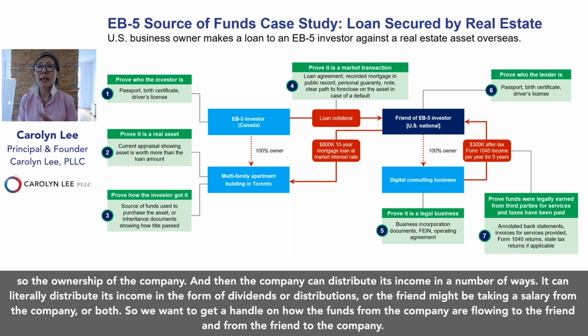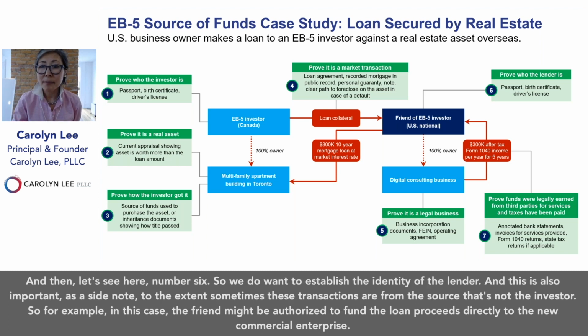And then the company can distribute its income in a number of ways. It can literally distribute its income in the form of dividends or distributions, or the friend might be taking a salary from the company, or both. So we want to get a handle on how the funds from the company are flowing to the friend, and from the friend to the company.